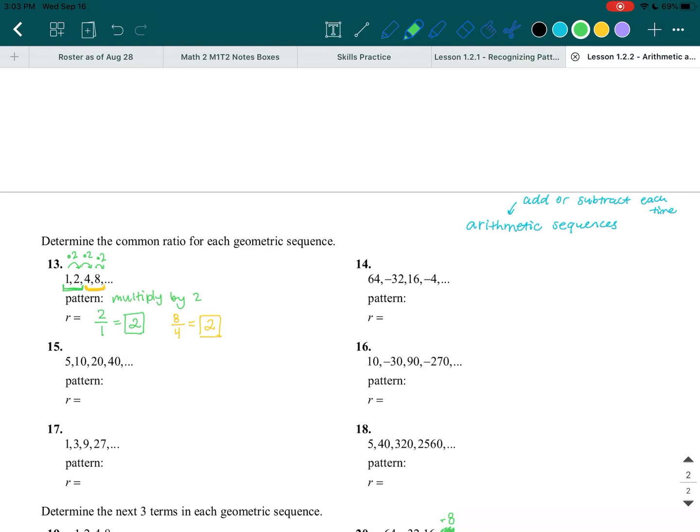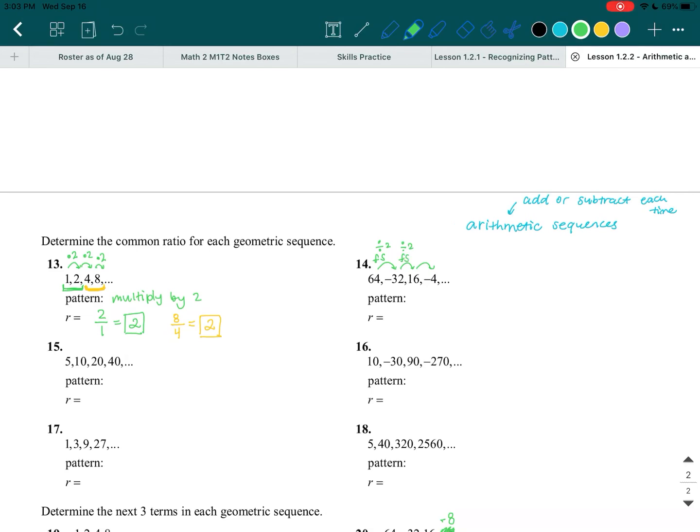Okay? Now let's take a look at one more. We are looking at number 14 here. What is the pattern for this one? And for this one, you might have several different ways of describing it, which is totally fine. Okay, so let's see. Some of you might think, okay, it looks like divide by 2 and flip the sign. So I'm going to write that. Divide by 2, flip sign. I'll just write FS.